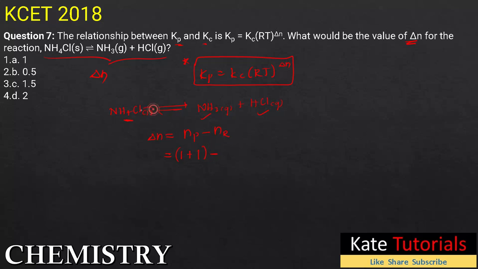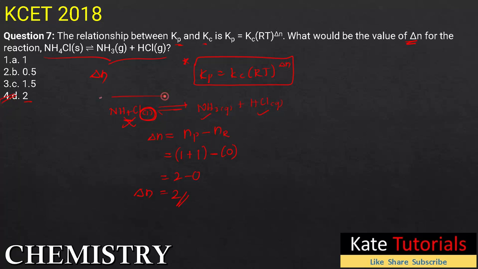So 1 plus 1 is the number of product minus number of reactant. But the reactant is in solid phase, and if it is solid phase, you won't consider that. So minus 0. So 2 minus 0 is nothing but 2. That is the value of delta n. So the value of delta n is 2, option 4, or D.